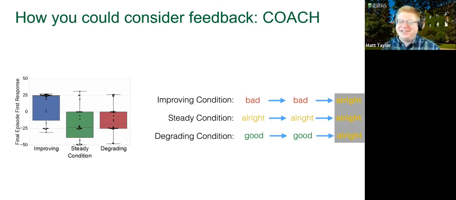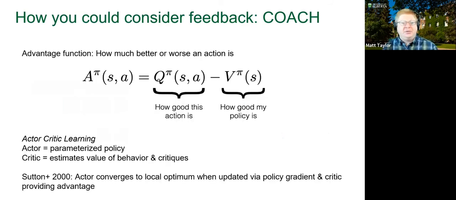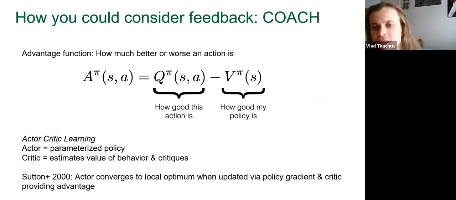So this is one of the reasons I like trying to collaborate with psychology people. I never would have thought of doing this experiment, but now we went and did an experiment and showed there is a situation where people give different feedback to the same task based on the past. And then we said, well, let's build an algorithm that can use that. So this is what the advantage function is. We've got this Q value that's in RL, what is the value of the action I'm taking in this state?